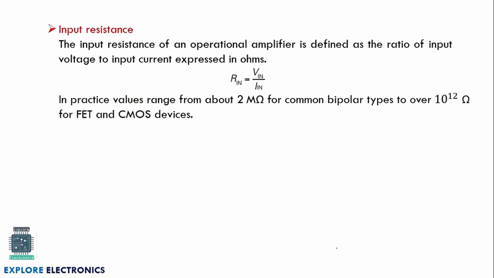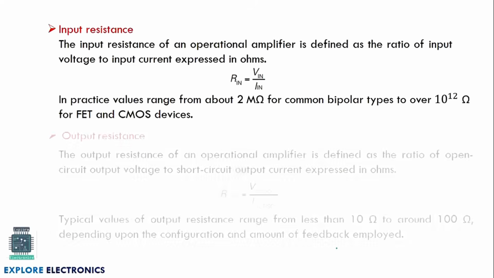And then input resistance. This is also as we saw in the amplifiers video. Rin is the input resistance, that is voltage input divided by current input. The practical value of this input resistance will be 2 mega ohm for a common bipolar type of op-amp, and it can go up to 10 power 12 ohm. Remember, for an amplifier we should have high input resistance. Input impedance of the amplifier should be high. So here also the input impedance is high in an op-amp.